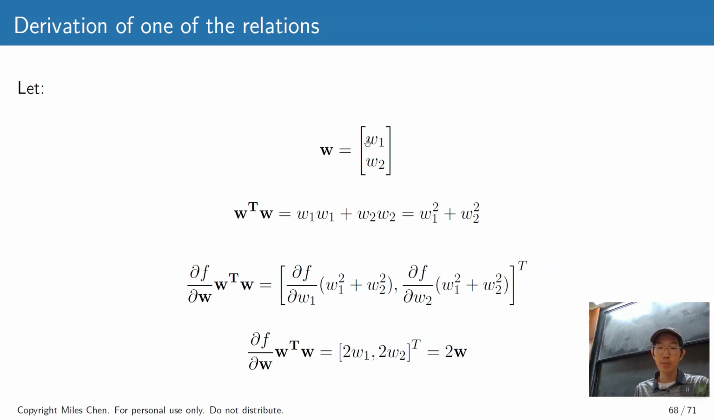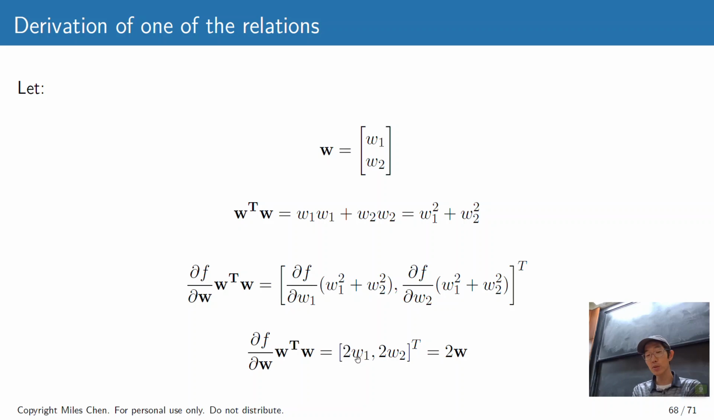Similarly, you can do this for any of the other ones. If I have w transpose w, that is w1 squared plus w2 squared. What is the partial derivative of this with respect to w1? It's 2w1, and the other term is 0, so you get 2w1 as the first element. The second element is the partial derivative with respect to w2, and so the second element is 2w2.